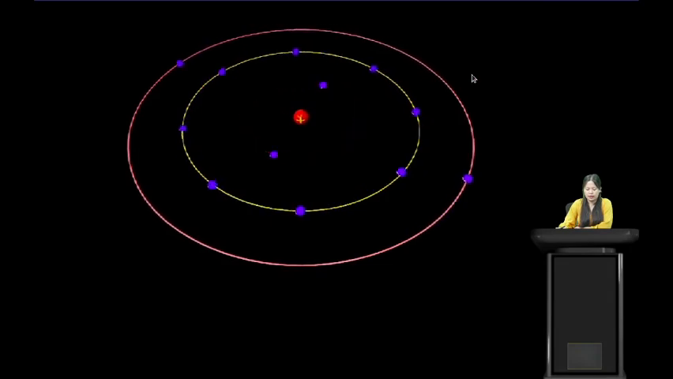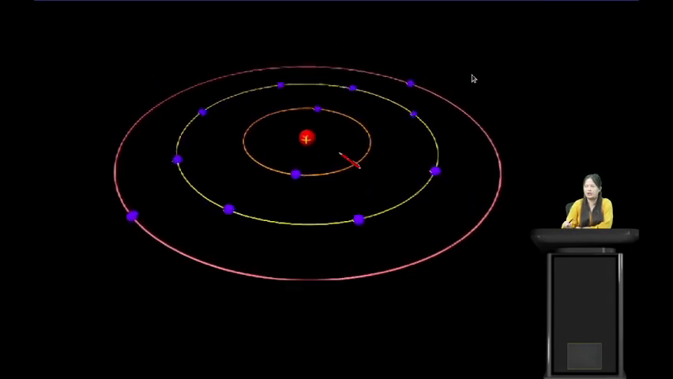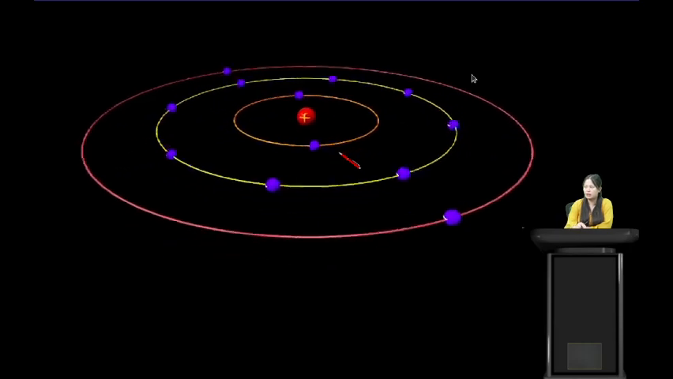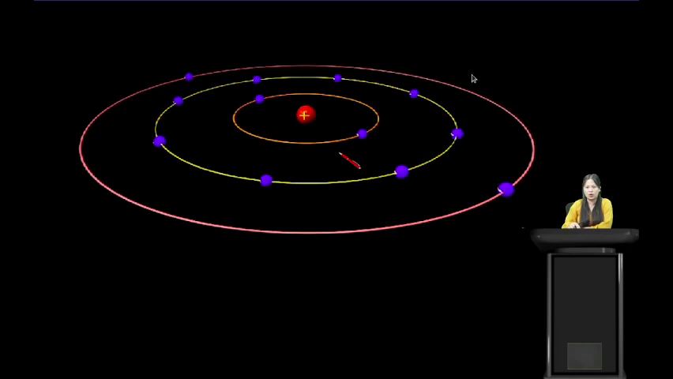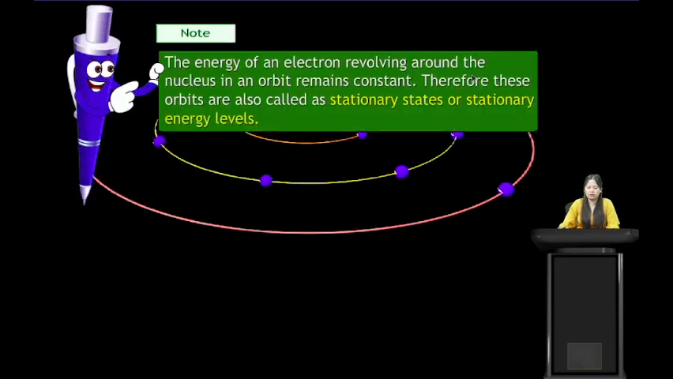So we see that orbits have different energy. The nearer to the nucleus, the lower the energy. The farther away from the nucleus, the higher the energy of the shell or orbit. The energy of an electron revolving around the nucleus in an orbit remains constant. Therefore these orbits are also called stationary states or stationary energy levels. These orbits are known as shells, orbits, energy levels or stationary energy levels.